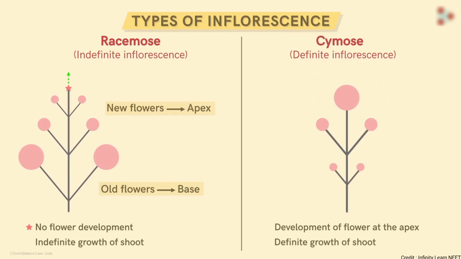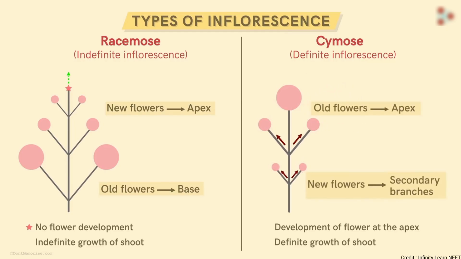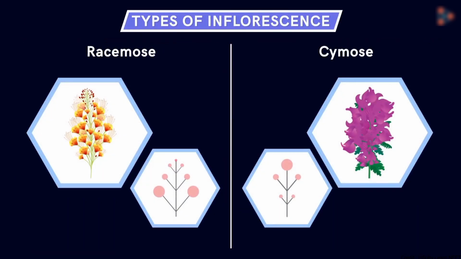As we can see here, the apex is occupied by the older flowers, while the newer ones start shooting from the secondary branches that are formed. So this type has older ones at the apex and the newer flowers at the base, in contrast to the racemose inflorescence. To summarize, we find these flowers exhibiting racemose and these exhibiting cymose inflorescence. These typical patterns of arrangement help us study the plant in many ways.